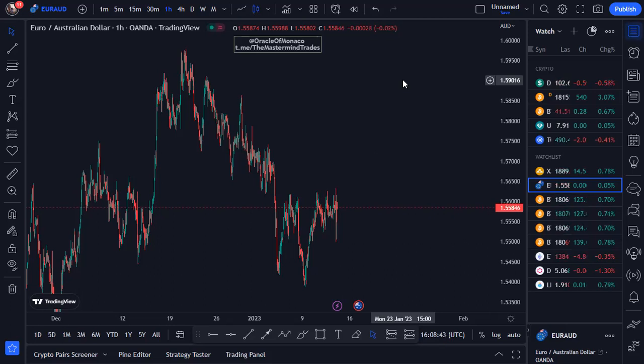So in today's video, we are going to be looking at what a change of character is, as well as what a break of structure is. And then we are also going to be looking at what exactly these two concepts share in common, as well as at what point they can be clearly differentiated from one another. That's what we're going to be looking at today.